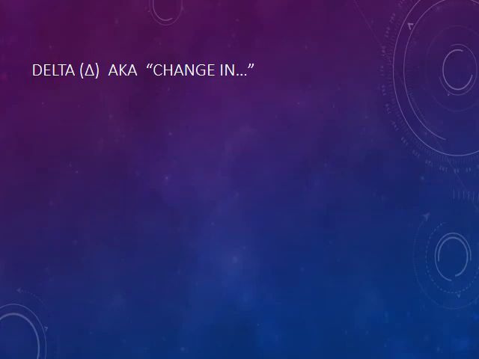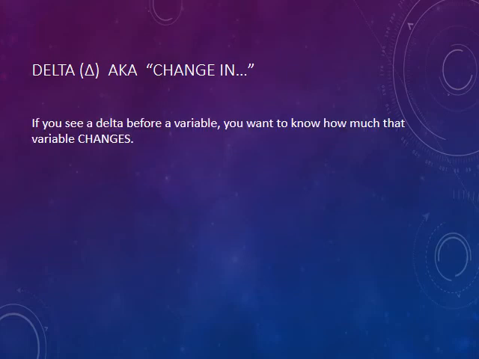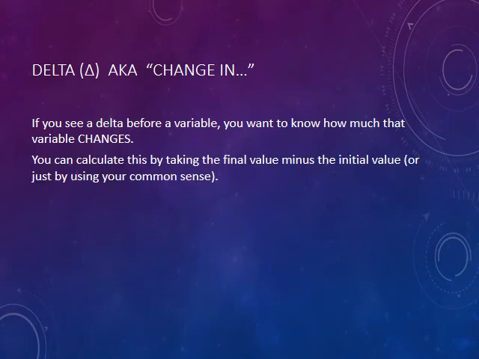Some other new operators that you may or may not be familiar with. A delta, which is like a triangle, is otherwise known as the change in a variable's value. So if you see a delta before a variable, what I'm interested in is how much that variable is changing over time. Not the initial value, not the final value, but how much it's changed. You can always calculate the change in a value by taking the final value and subtracting the initial value.